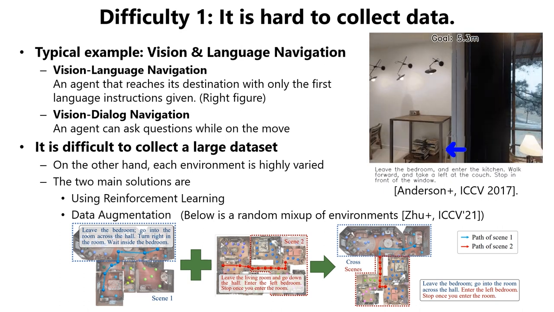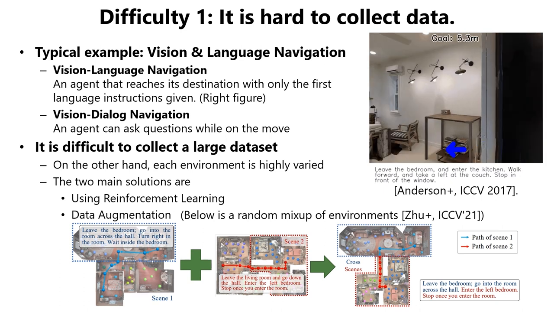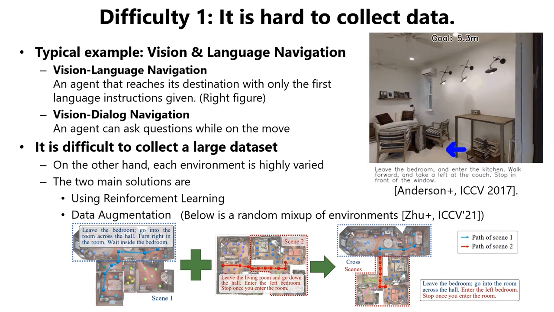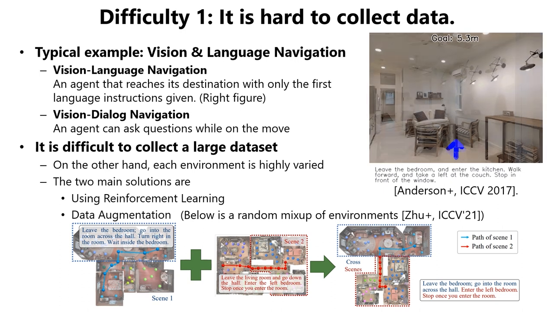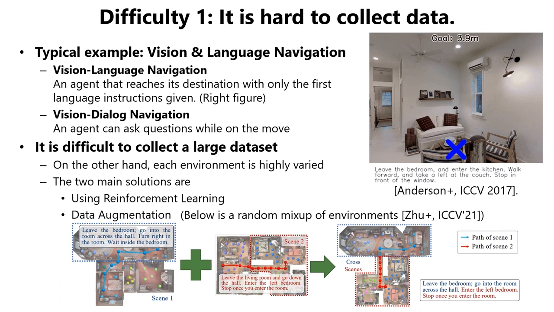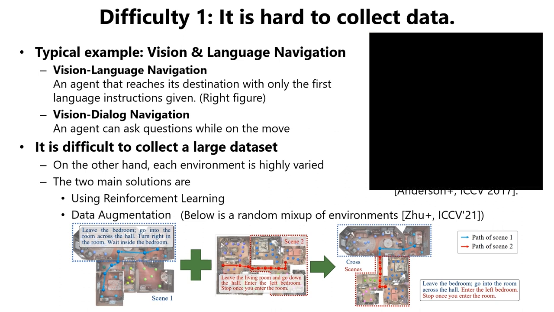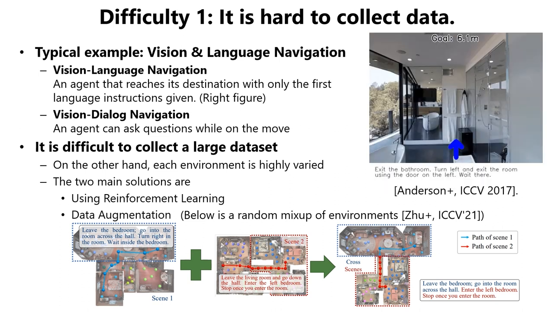What kind of solutions can be taken? There is the use of reinforcement learning to create losses other than the simple supervised learning loss, as well as data augmentation. The image shown below is a vision and language navigation version of mix-up.